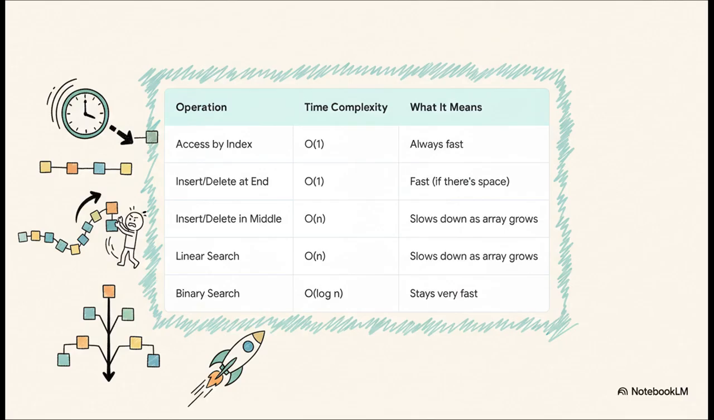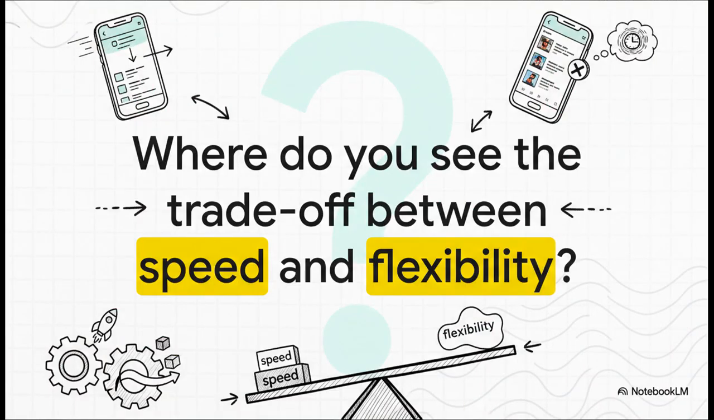And then you have the superstar, binary search, which is O(log n). That means it's so efficient that it barely slows down at all, even for gigantic arrays. This table right here tells the entire story. You get that amazing O(1) instant access, but you pay a potential O(n) penalty for flexibility. So now you have the tools to see this trade-off everywhere.